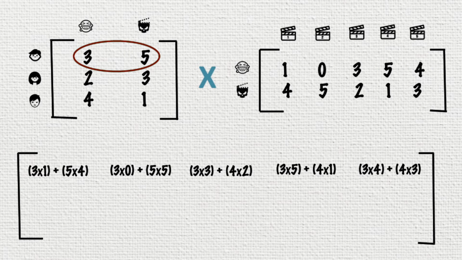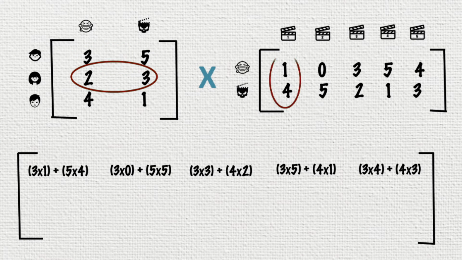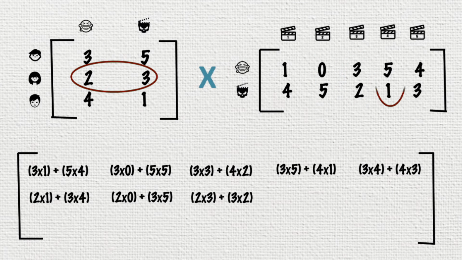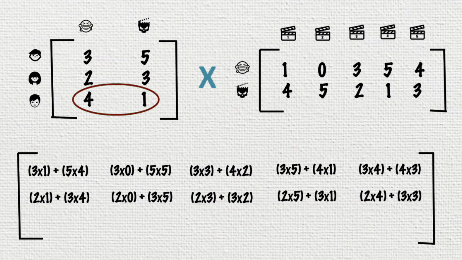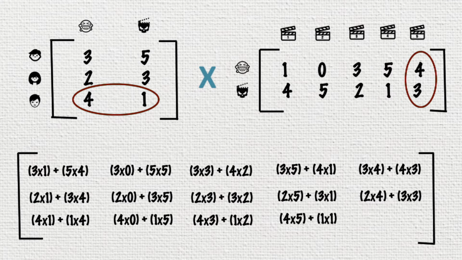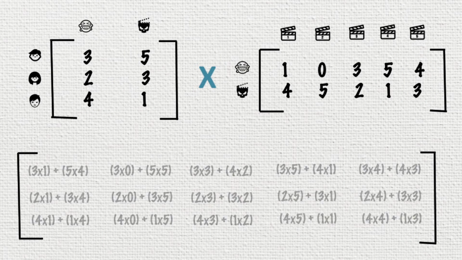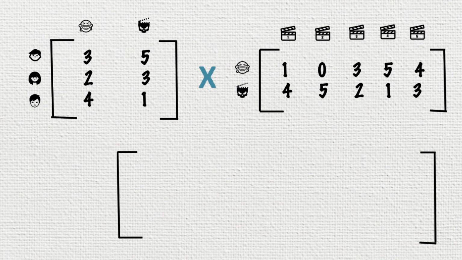This forms the first row of the resultant matrix. Next, we continue doing this with the second row of the first matrix and all the other subsequent columns of the second matrix. This forms the second row of the resultant matrix. This step is again repeated to form the third row of the resultant matrix. Voila, we get the resultant matrix now.